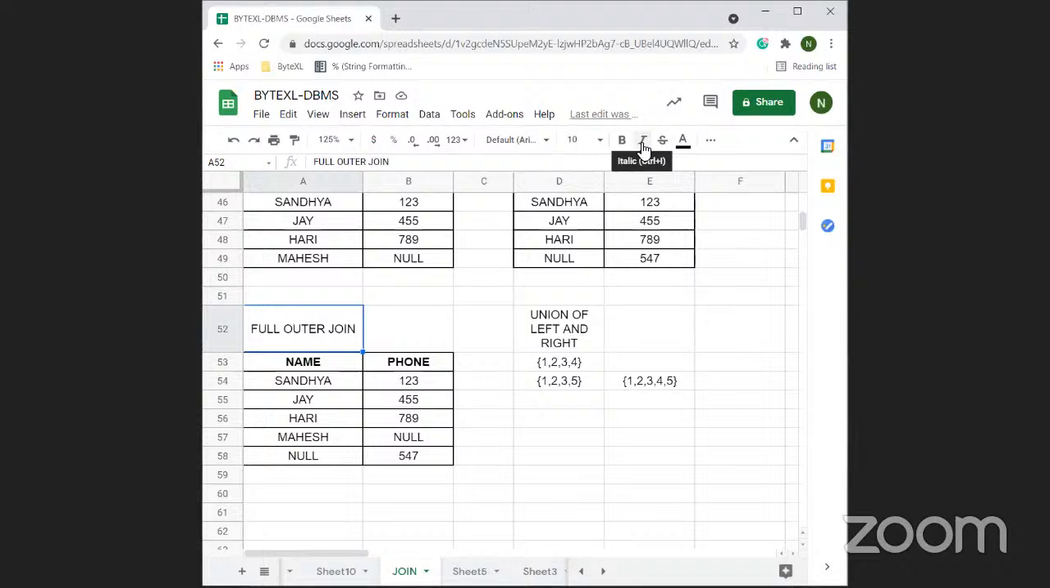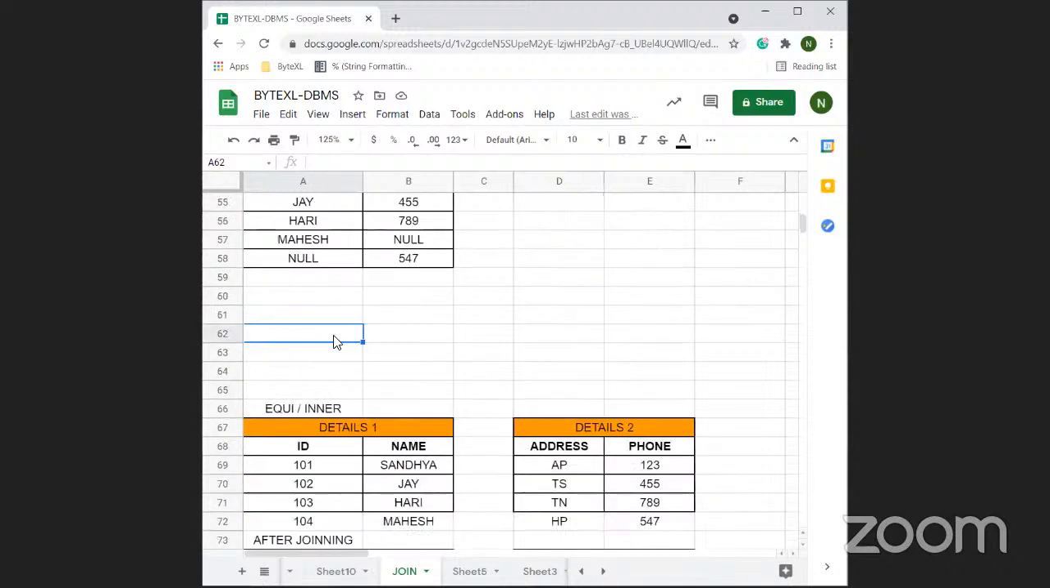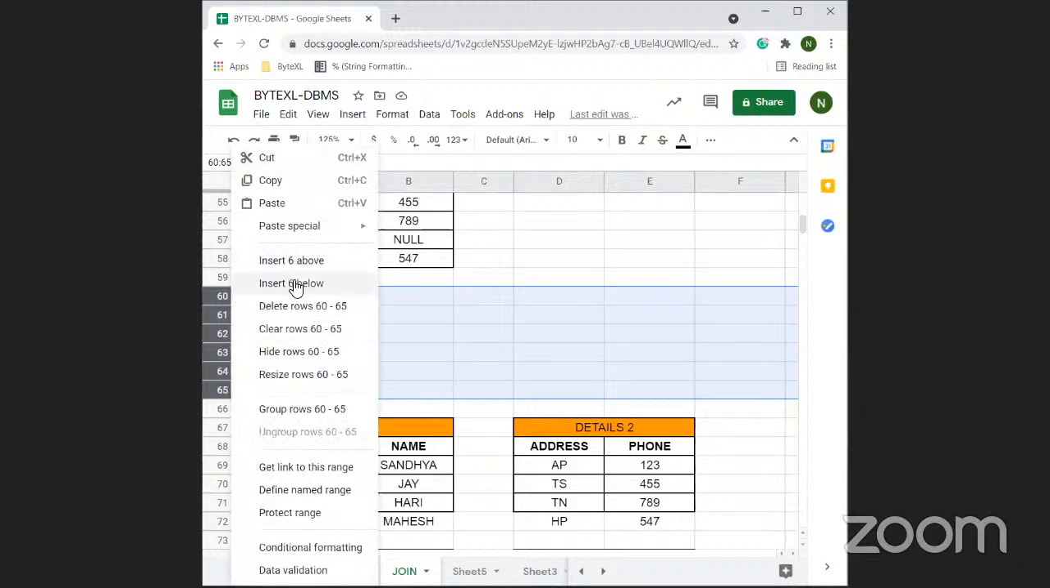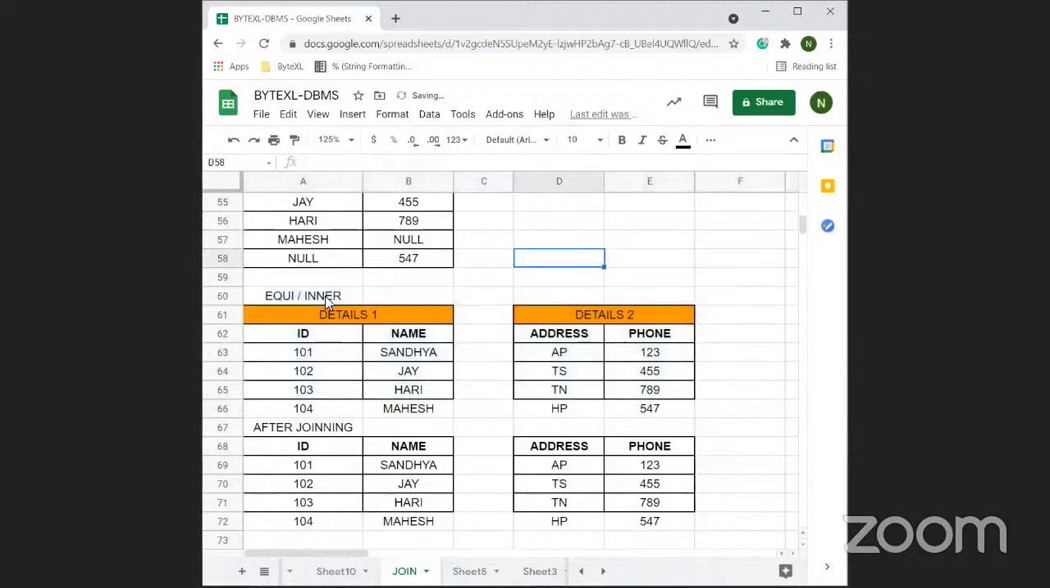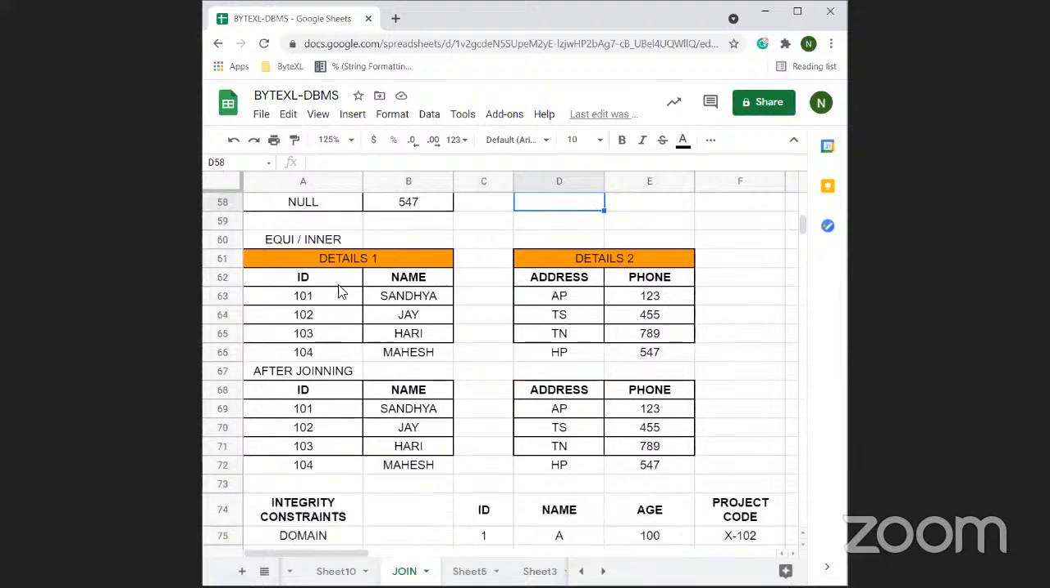Then we have Cartesian join. As I told, many things are available out there. These are the important of them. Then the final one or the last one. Inner join, or sometimes it is also called as equi-join. So imagine we have this table with ID and name same.